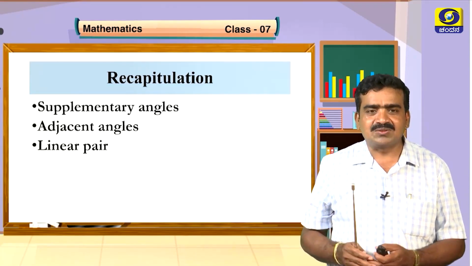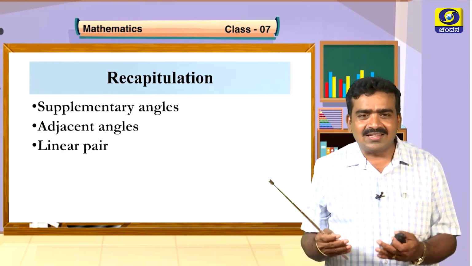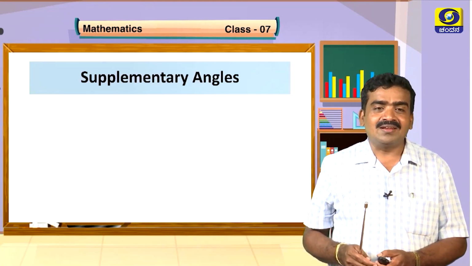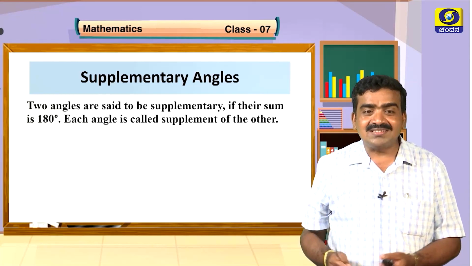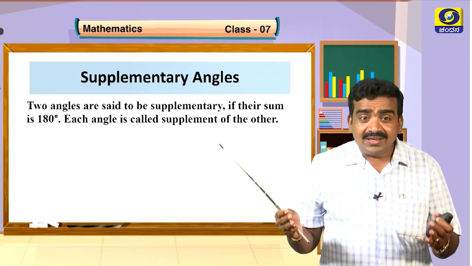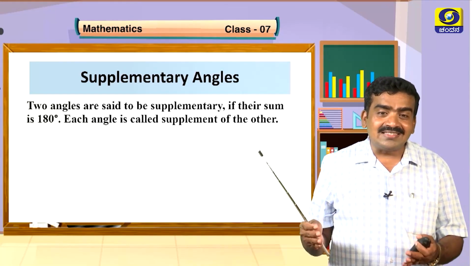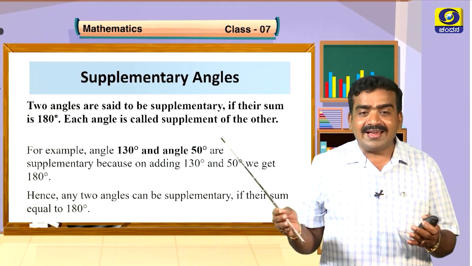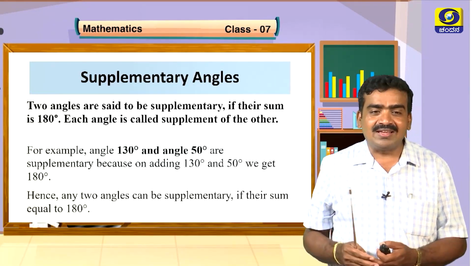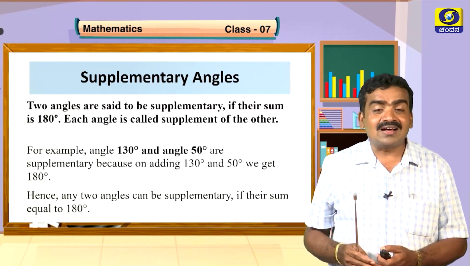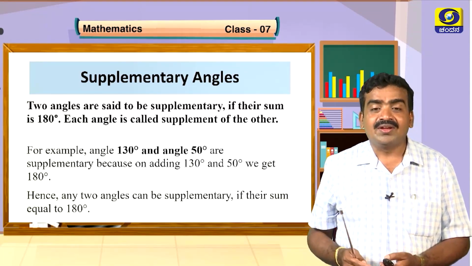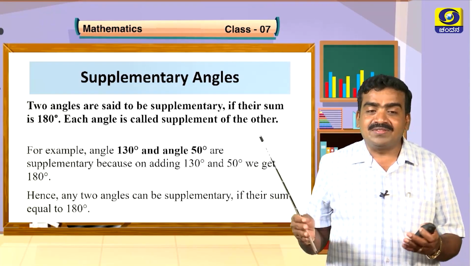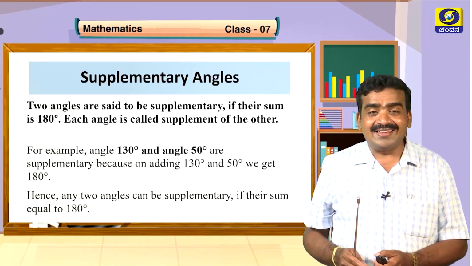My dear student, we have learned a wonderful concept today: supplementary angles, adjacent angles and linear pair. As you all know, two angles are said to be supplementary if their sum is 180 degree, and each angle is called the supplement of the other. The angles 130 degree and 50 degree are supplementary because on adding 130 degree and 50 degree we get 180 degree. Hence two angles can be supplementary if their sum is equal to 180 degree.